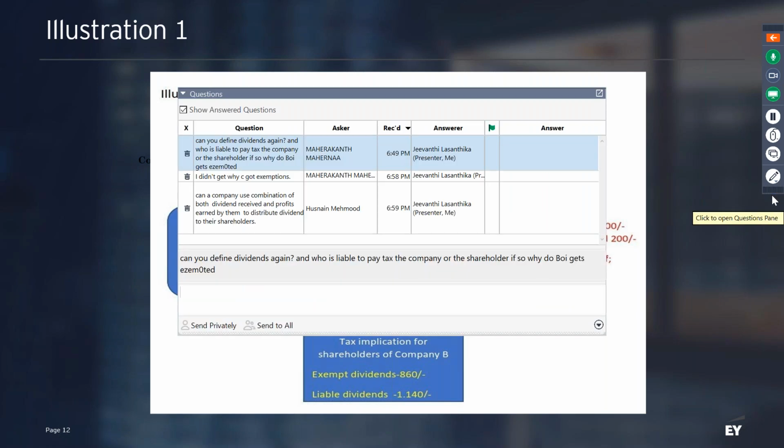Yes, there are some questions lined up. Just to make clear, it was Zara's question that in the previous illustration, there was a reduction of 260 as an expense on dividends. Just to make clear that these expenses relate to the distribution of dividends.